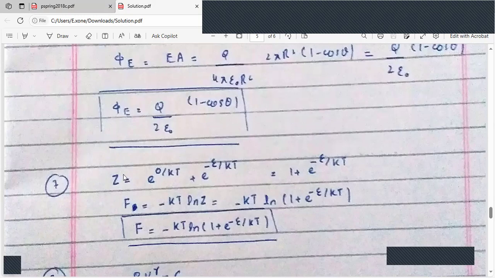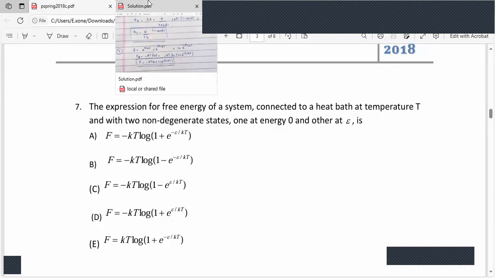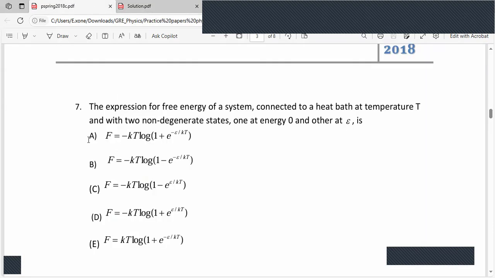So we can find the partition function of the given system at equilibrium with a heat bath of temperature T, and we know that the free energy has this form. So putting the partition function in that expression, we could easily find the free energy, and the answer is A. So option A is the correct one.